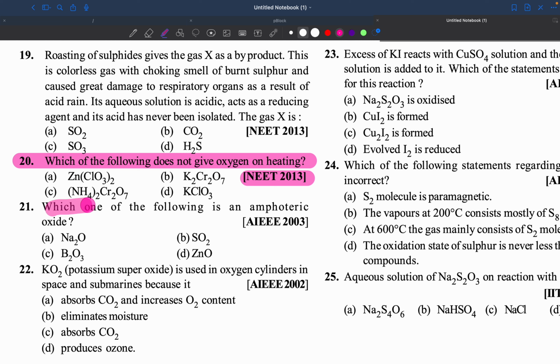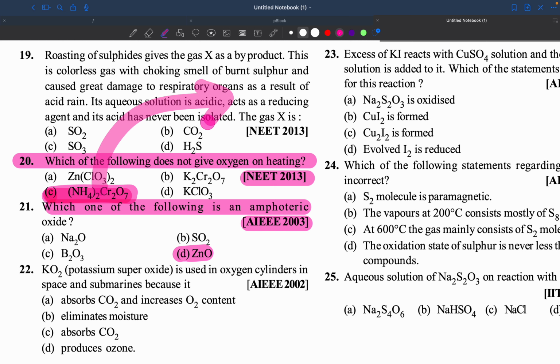Even you have the 21st question. Which one of the following is an amphoteric acid? So AIEEE is also an NTA level exam here. Yes, ZnO. 20 is C, right? Who gave the answer C? Madhurima, right, very good. What gas is released here?